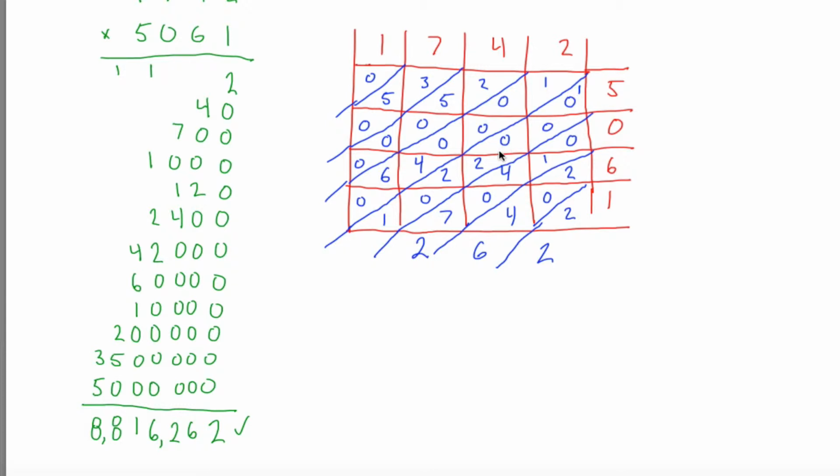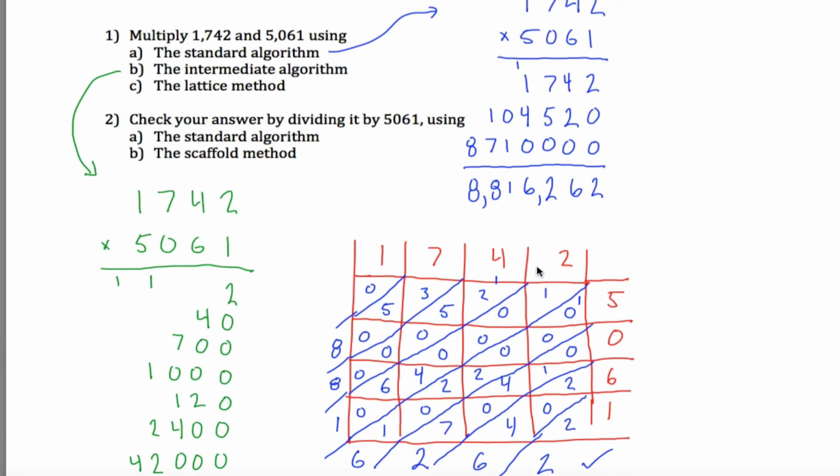1 plus 0 plus 0 plus 2 plus 2 plus 1 gives me 6. 1 plus 4 plus 6 is 11, so I'll write a 1 and carry a 1. 1 plus 2 plus 5 is 8. 3 and 5 is 8. And then you have this last 0 up here, so I get 8,816,262, the same answer that I got using my other methods.